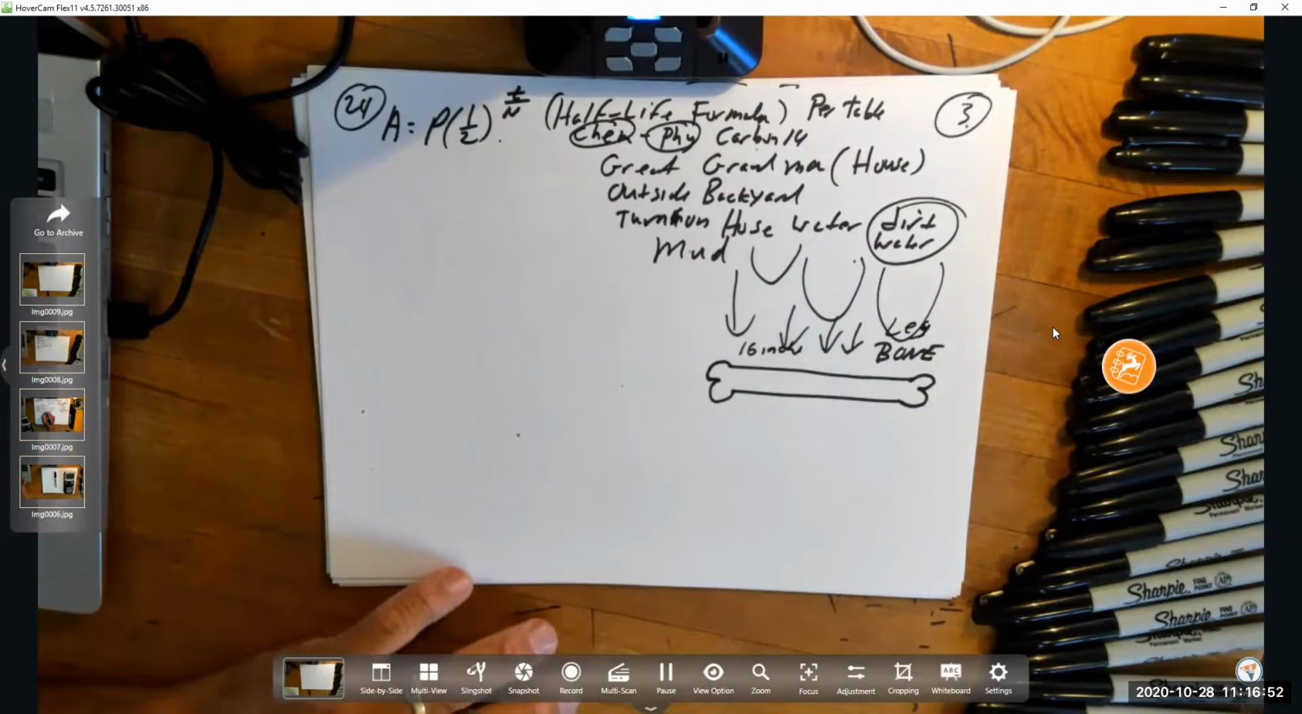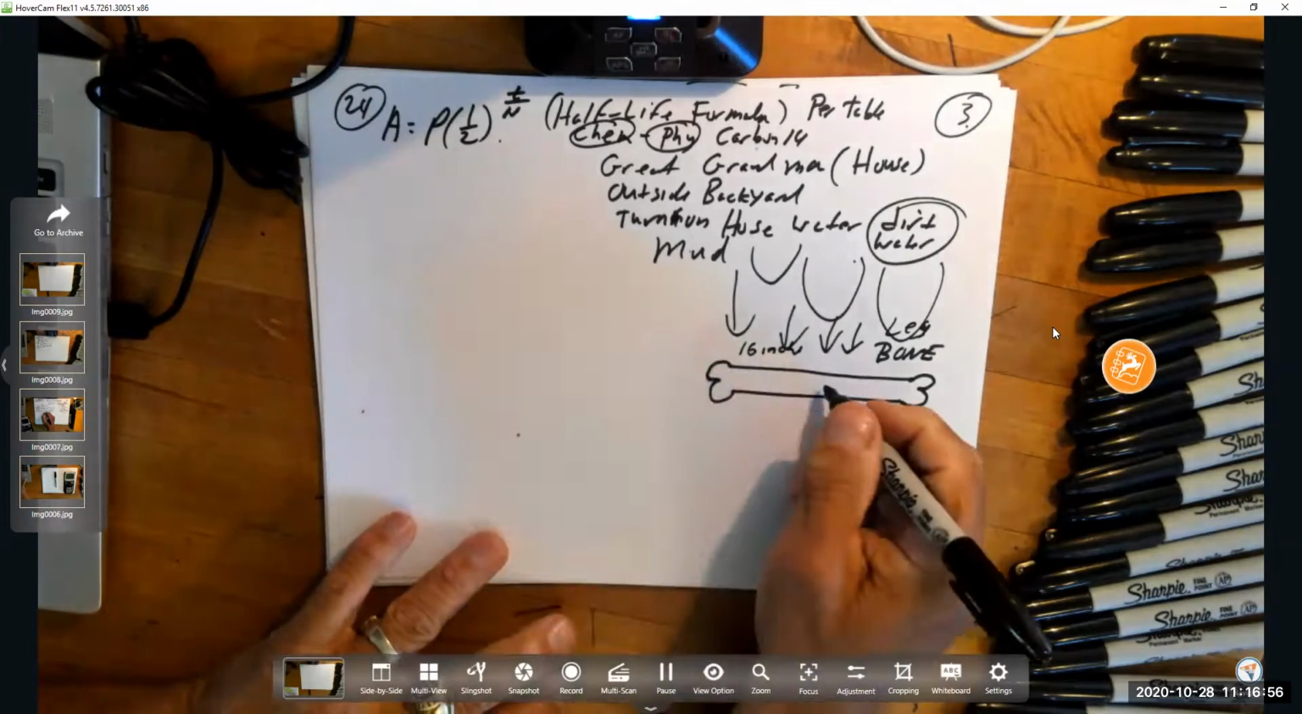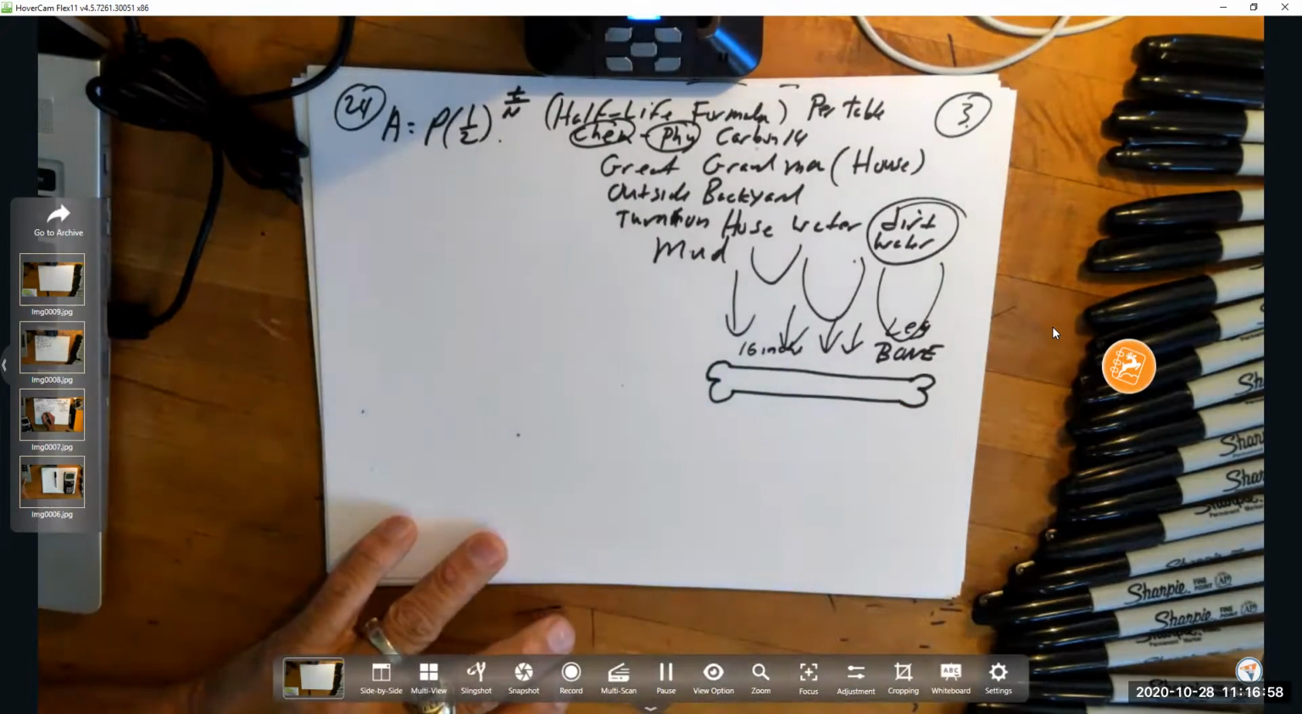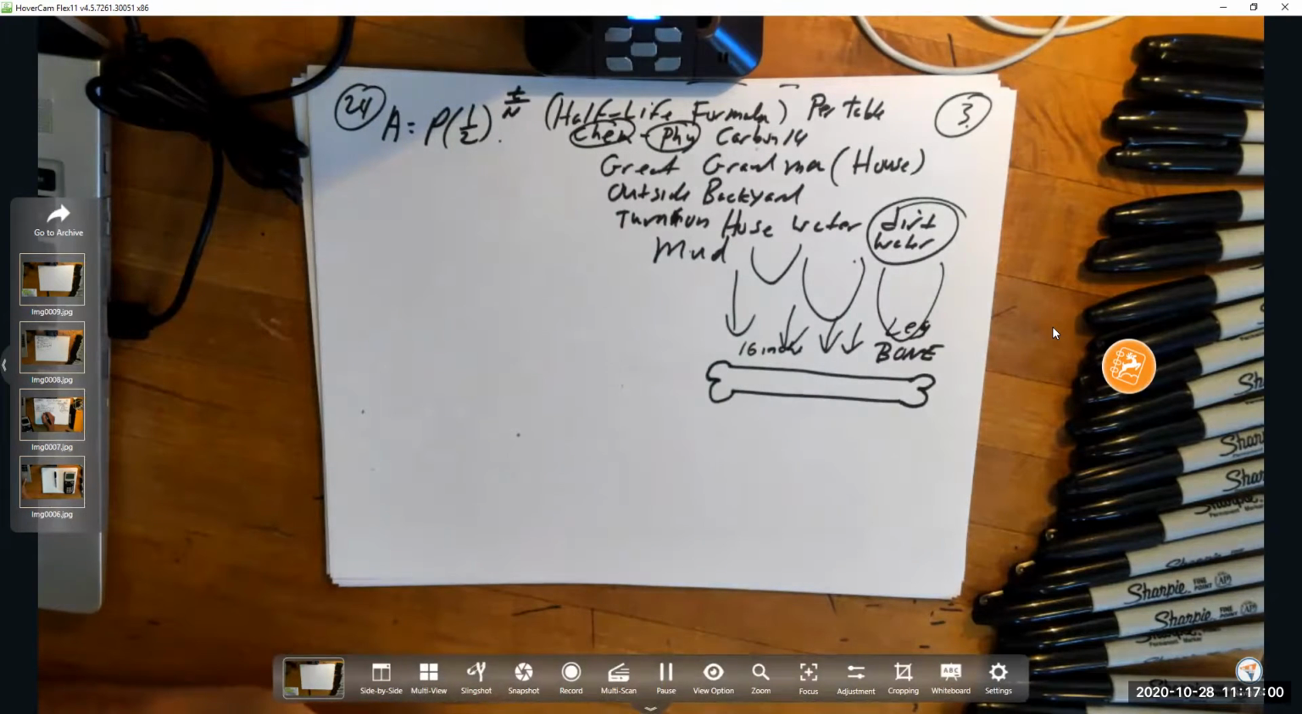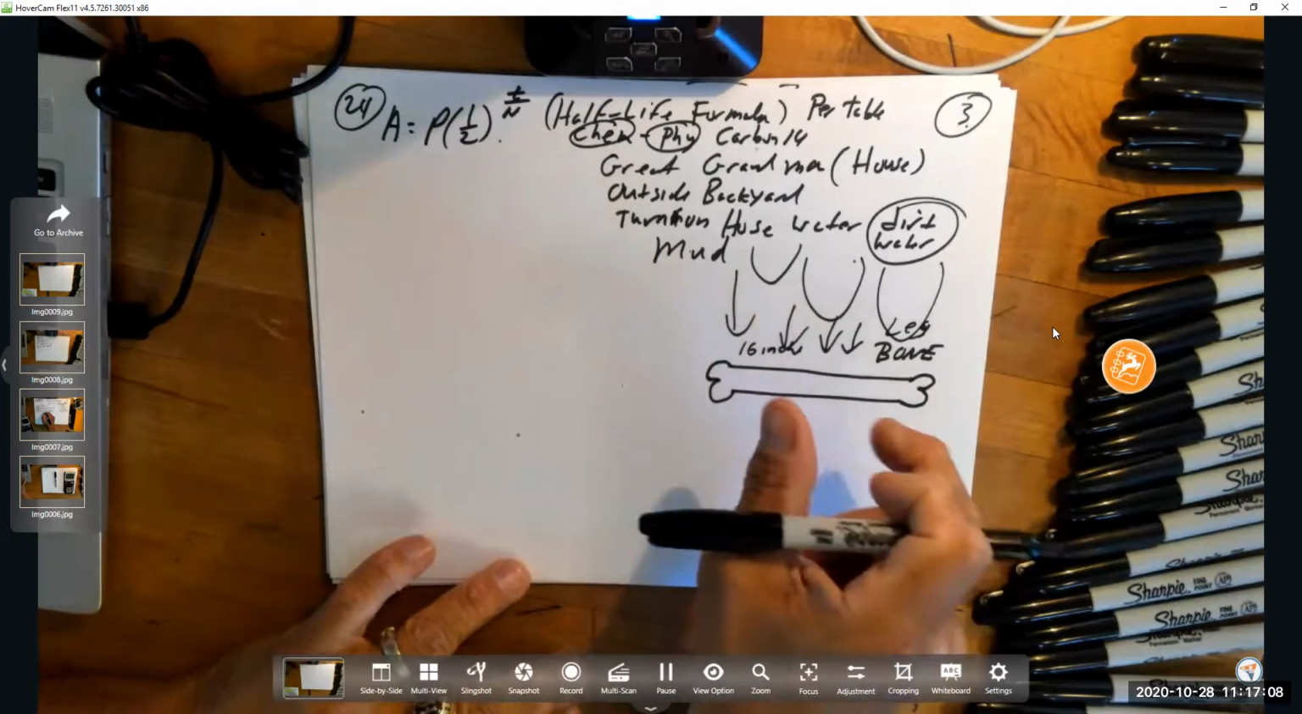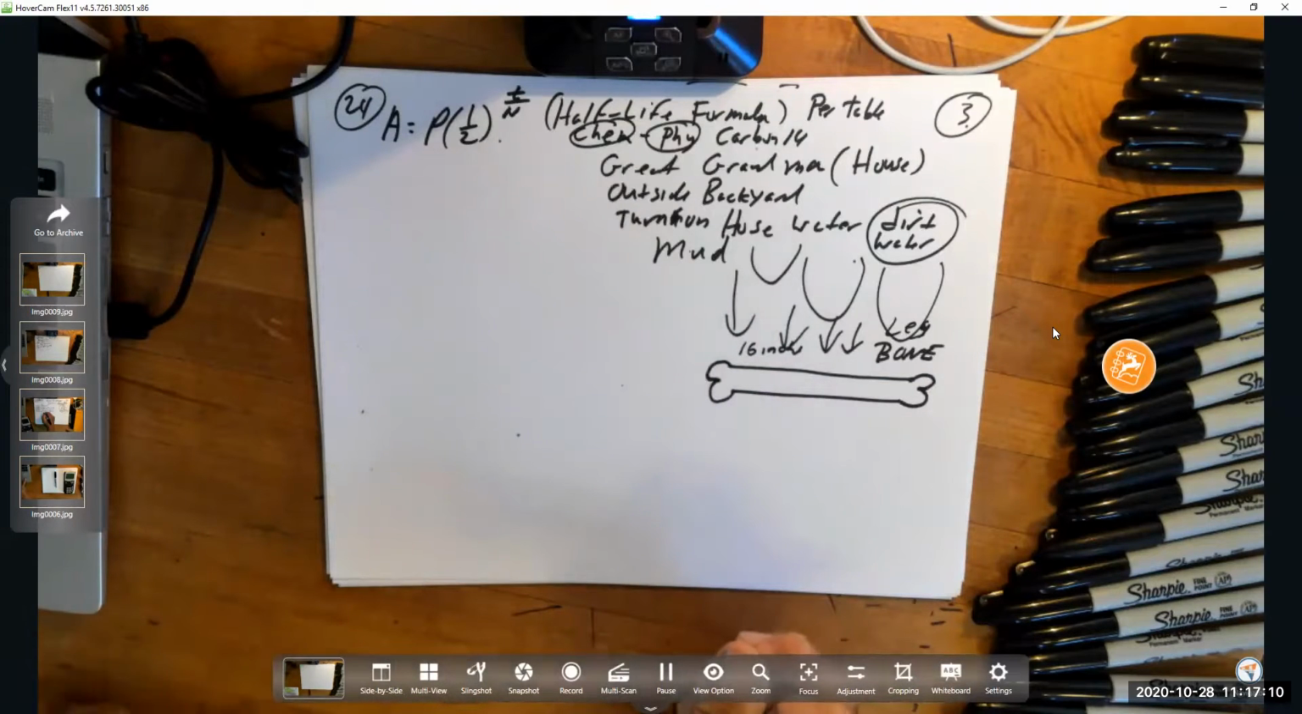You dig it up. You say, "Ooh, wow! Look what we found, Grandma." Tell Grandma, "Look what we found outside, buried in the dirt, outside in your yard in the back. What is it?" It's a big bone. Looks like a human bone. She looks at it. She goes, "What is it?" It's a 16-inch bone we found in the back, dirt, buried.